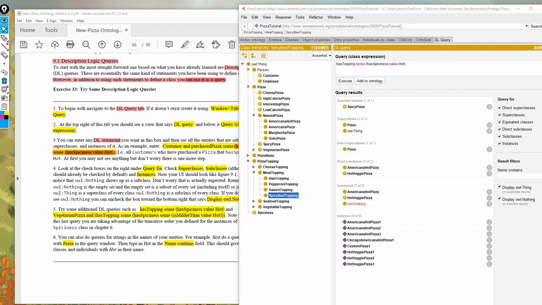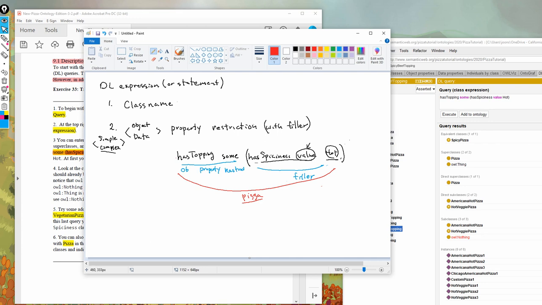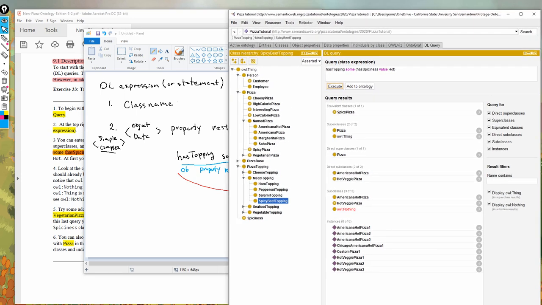Okay, now, having said that, let's take a look at this expression a little bit more. If you look at this class, it is the pizza class, but has at least one or more, since some means at least one or more, topping with the hot spiciness. That's what this class really represents. So the equivalent class is spicy pizza. If you go to the classes and click spicy pizza, you will see these definitions.